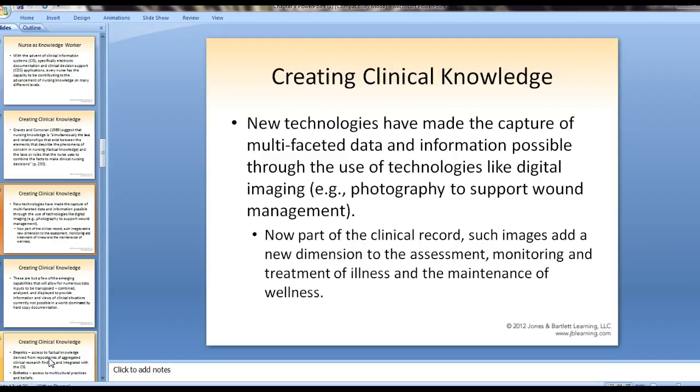New technologies have made the capture of multifaceted data and information possible through the use of technologies like digital imaging, with photography to support wound management, and now part of the clinical record, such as images, adds a new dimension to the assessment, monitoring and treatment of illness. Can you imagine if we could record someone's lung sounds at the beginning of the shift? Can you imagine if you could say, they sound way worse than this morning?